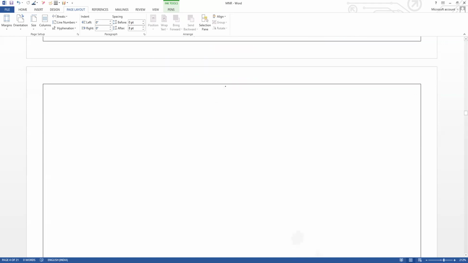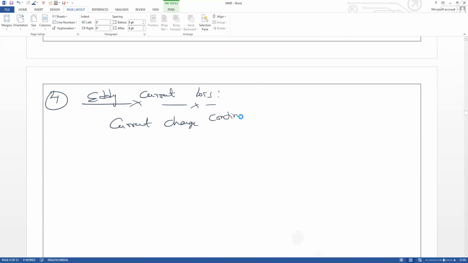Next, eddy currents. Do you all remember we studied them? So eddy current loss will be happening. Eddy current is also a reason behind that. As we know, the current is changing continuously, then what is going to change? The magnetic field also. Magnetic field also changes, what?